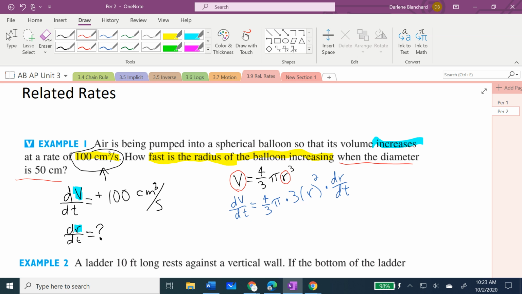So we were given dV/dt is equal to positive 100. We are supposed to find dr/dt. And we have one thing left to plug into. If the diameter is 50 for the when information, that means the radius is 25 centimeters. And to save time, I'm just going to go to the answer. But at this point, it's just a matter of arithmetic.